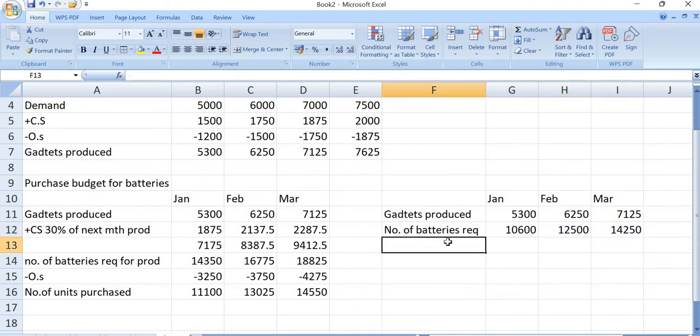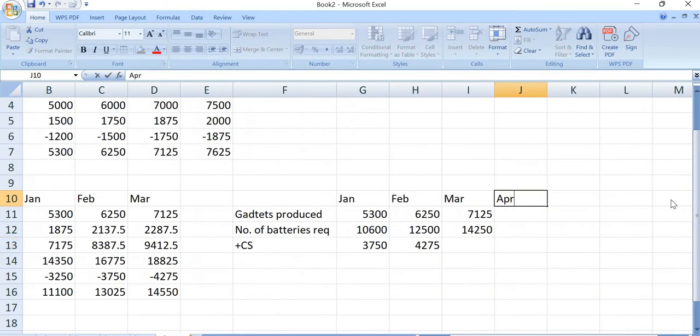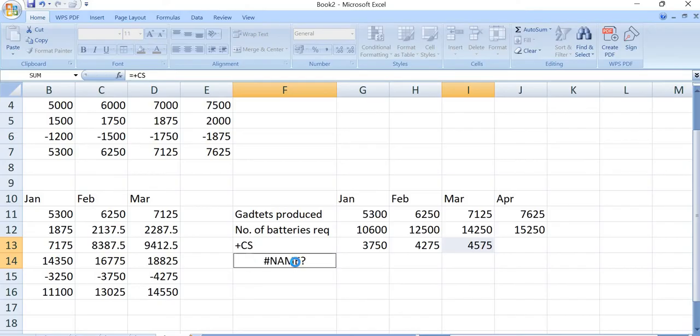In this I can straight away calculate my closing stock. So add closing stock, that is 30%. So 12,500 into 30%. Here I am mentioning a note for April as well. April it is 7,625, so the number of batteries required is 15,250. In that, closing stock is 4,575. Now I'm reducing my opening stock.